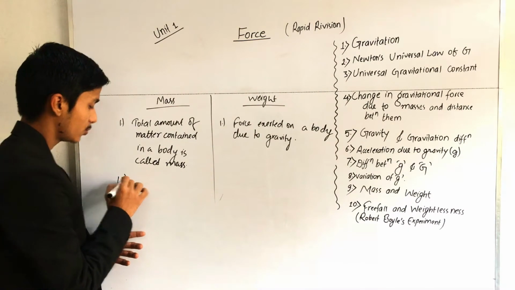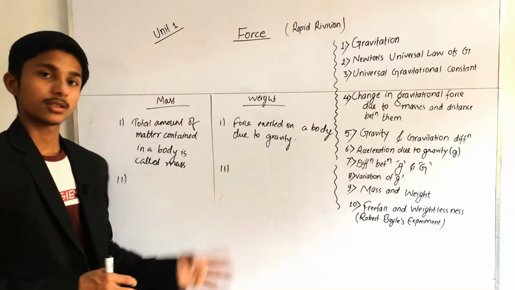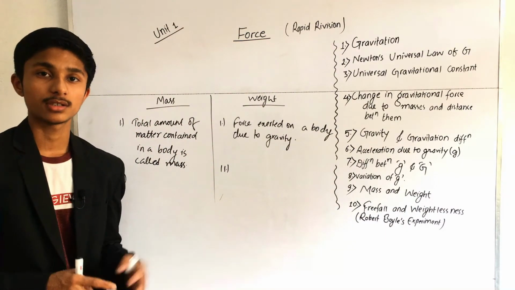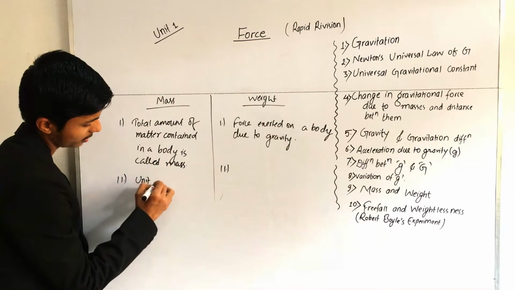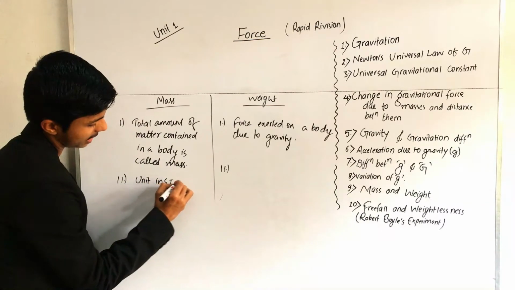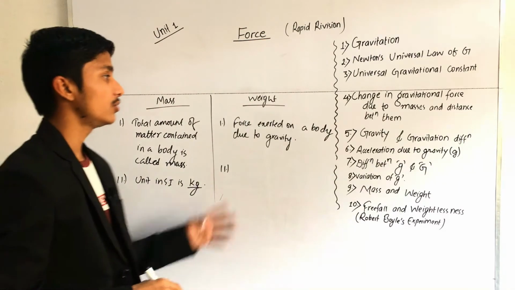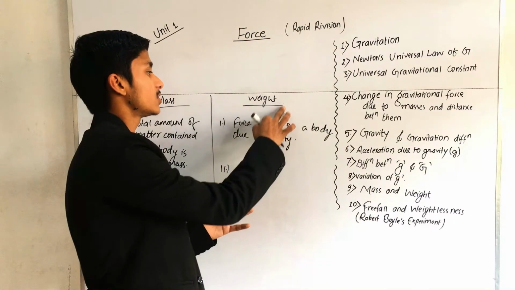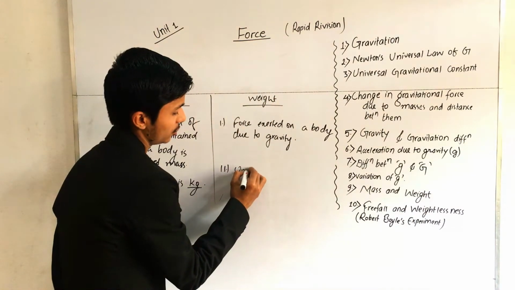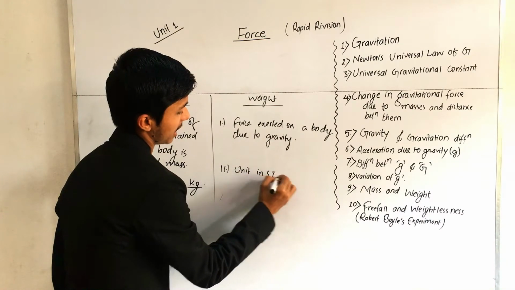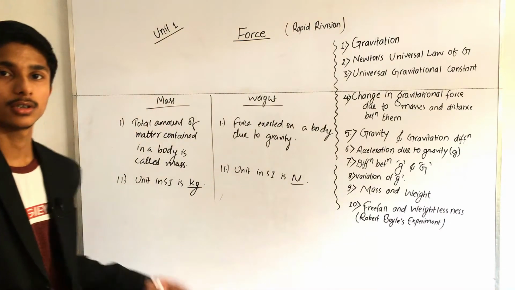In the next point we write the unit of mass. The unit of mass in SI system is kg, that is kilogram. Unit in SI is kg, and the unit of weight, since weight is a force, is Newton. Unit in SI is Newton. This is the symbol of Newton.